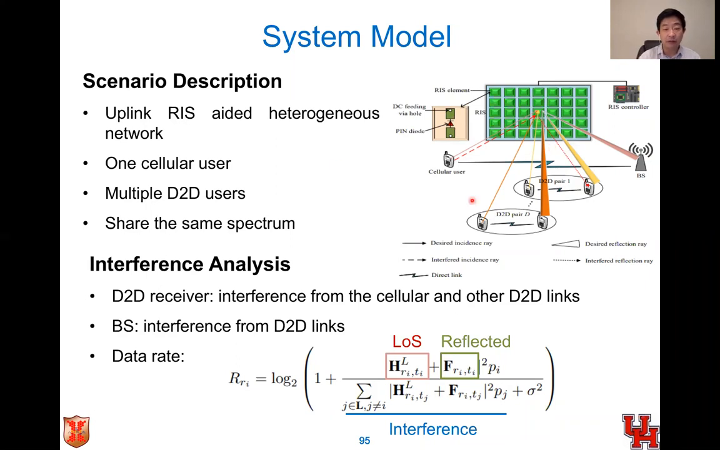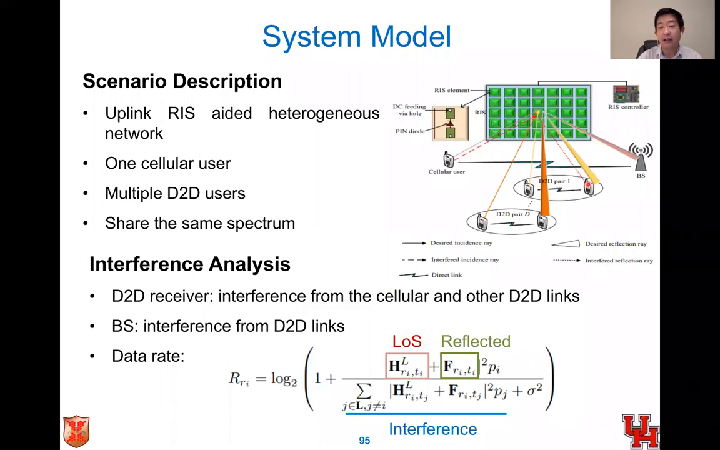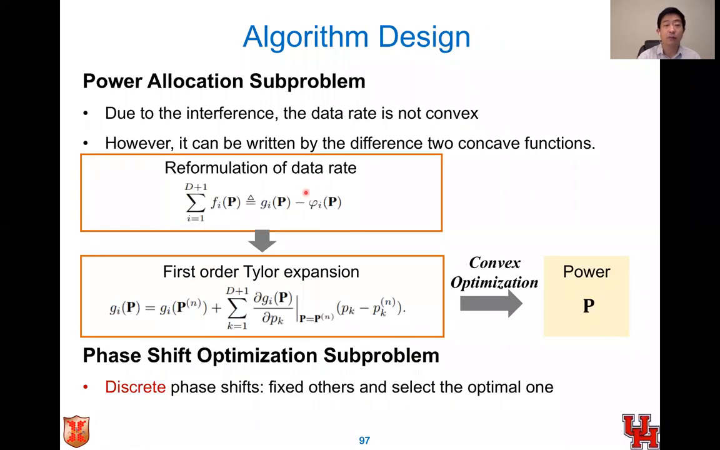So this is a D2D receiver and a base station receiver, and this is the data rate with a RIS, which is a similar problem formulation as before. And then we add up the sum rate of the D2D users and this cell phone user together, under different constraints. And then we can decompose the problem: maximize the data rate with a power constraint and the phase shift. We do the decoupling, and then we do the power allocation sub-problem.